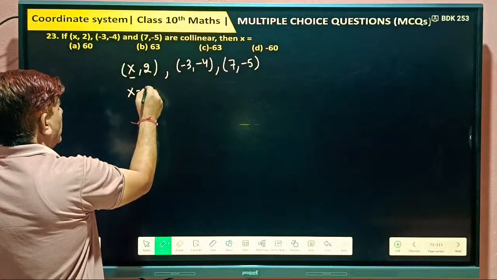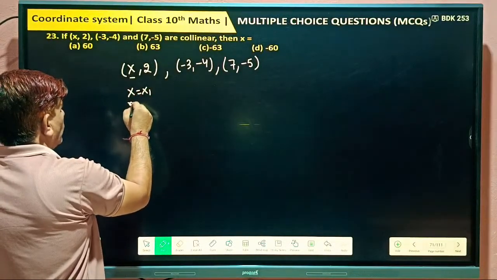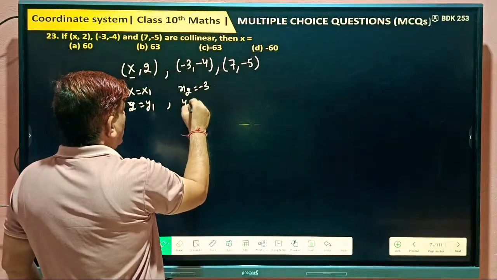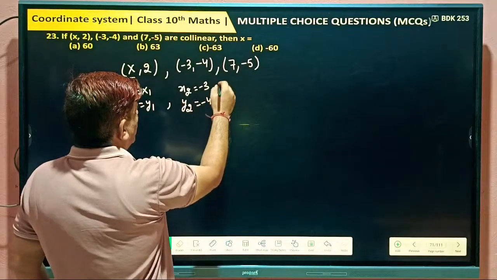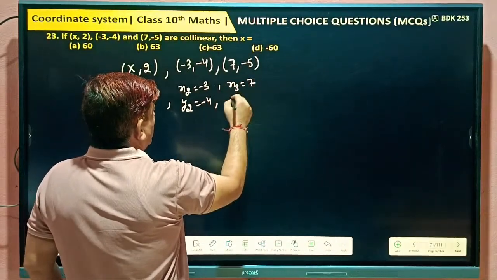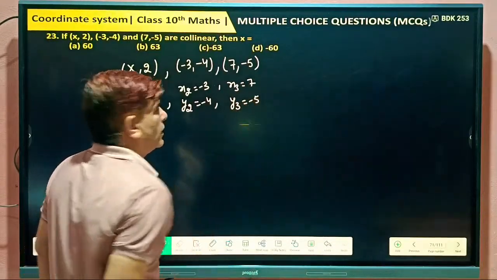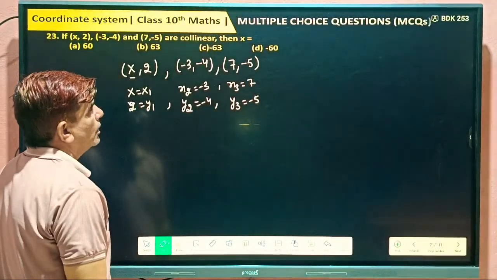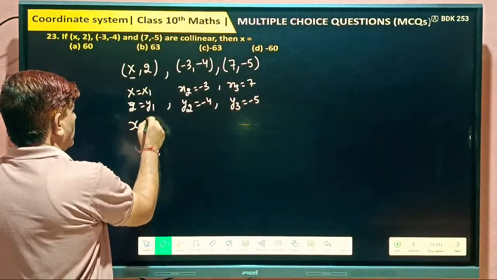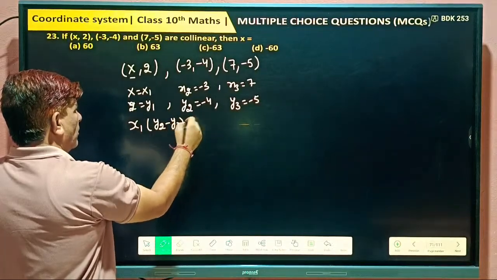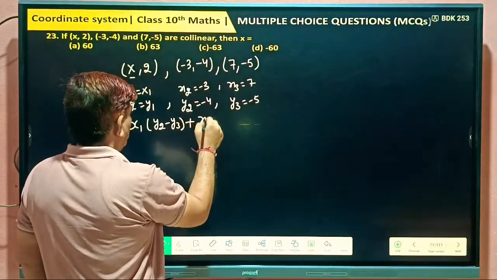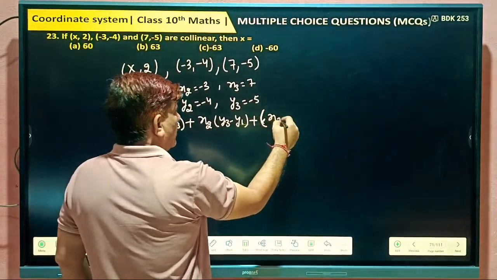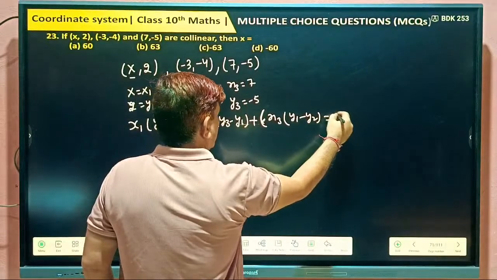So here x equal to x1, 2 equal to y1, x2 equal to minus 3, y2 equal to minus 4, x3 equal to 7, y3 equal to minus 5. So again applying this formula, if points are collinear: x1 into y2 minus y3, plus x2 into y3 minus y1, plus x3 into y1 minus y2 equal to 0.